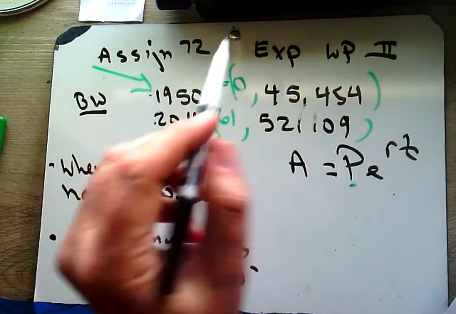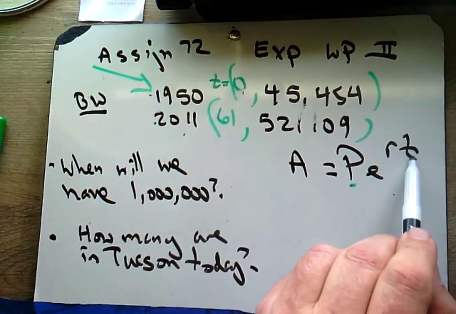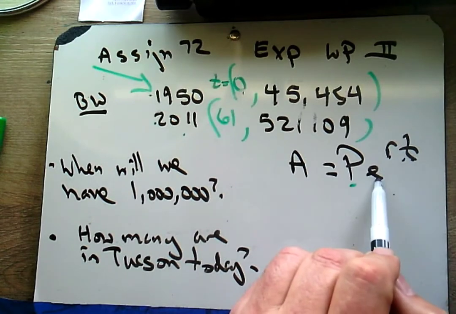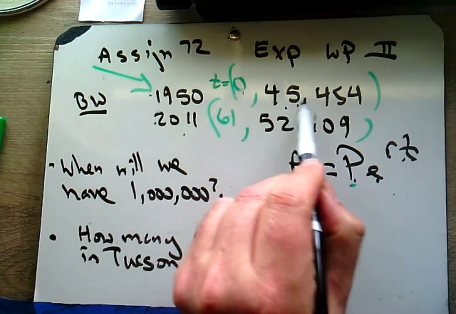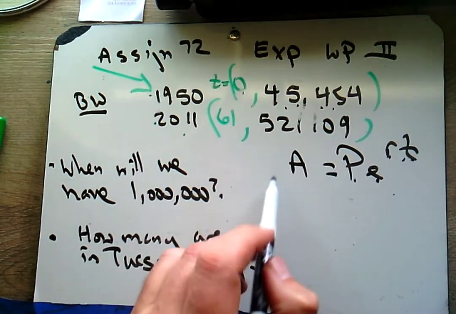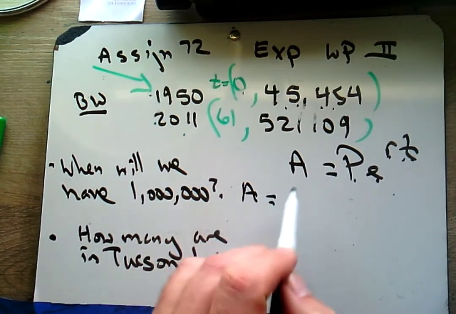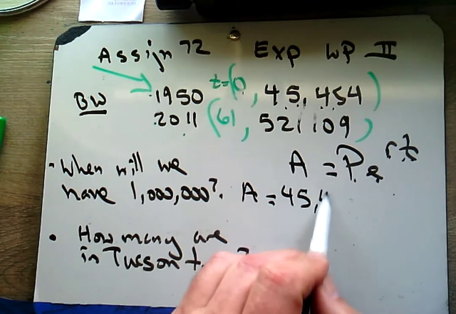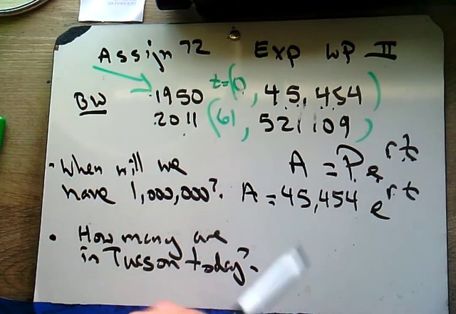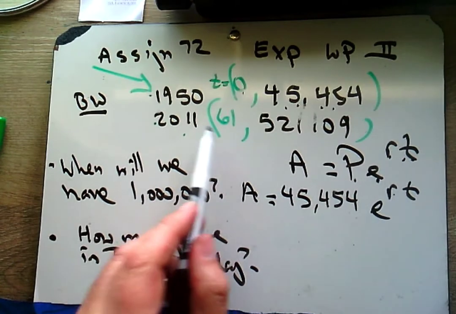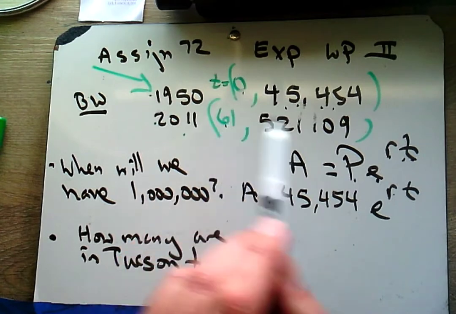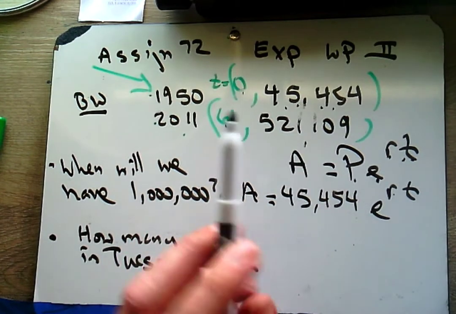Welcome back. So if I plug in a 0 here, 0 times r is 0, e to the 0 is 1, 1 times p is 45454. So I know that the initial population is 45,454 e to the rt. But I still need to find that rate, and that's why I need the second ordered pair. This is my time. This is how many people live in Tucson.